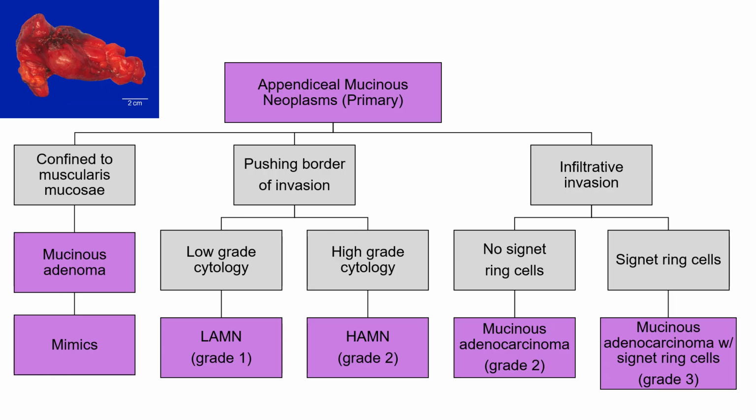And finally, if I see infiltrative invasion, I'm going to be at a diagnosis of mucinous adenocarcinoma with or without signet ring cells. So we're going to walk through each of the components on this algorithm, labeling mimics for later in the talk. So let's go ahead and get started with mucinous adenoma.